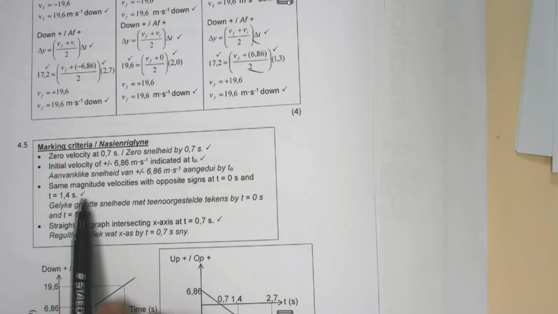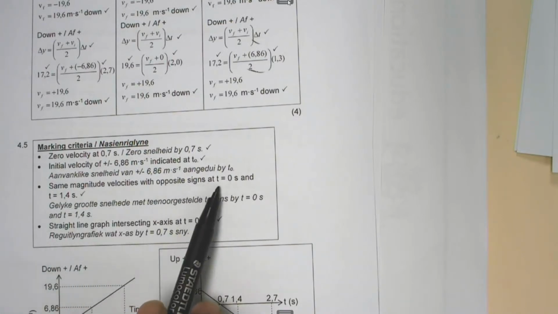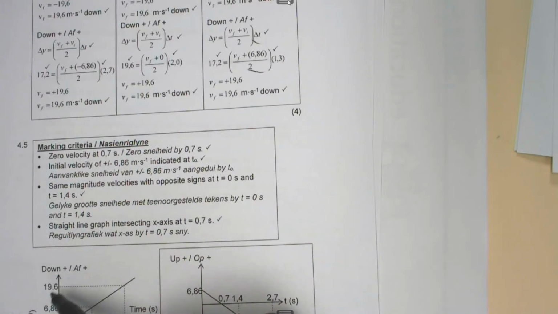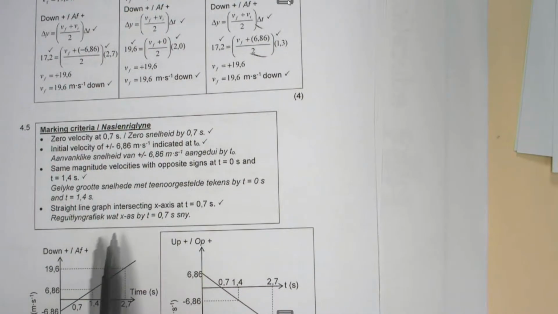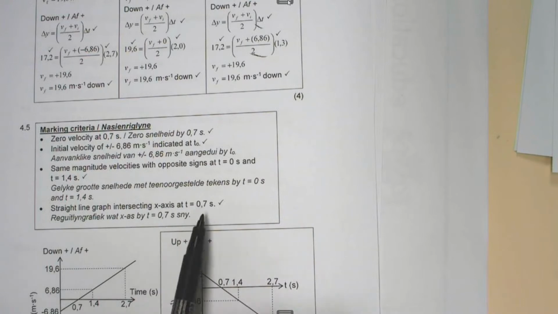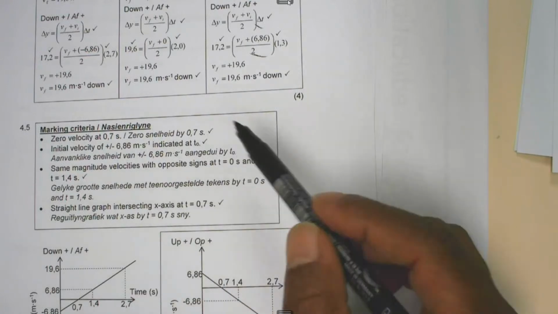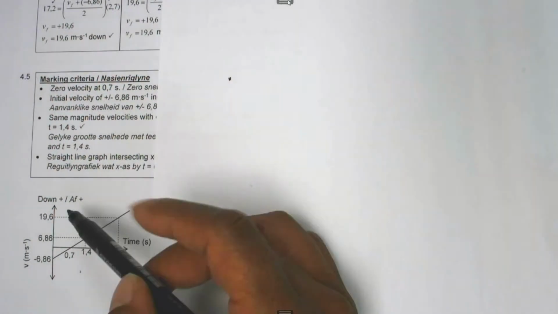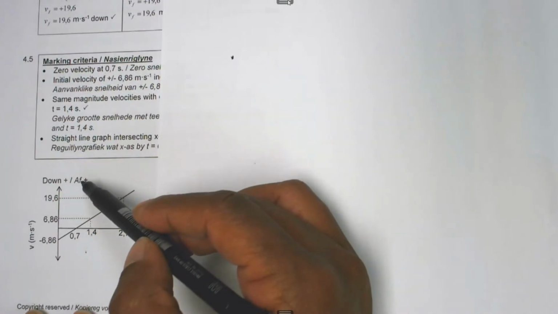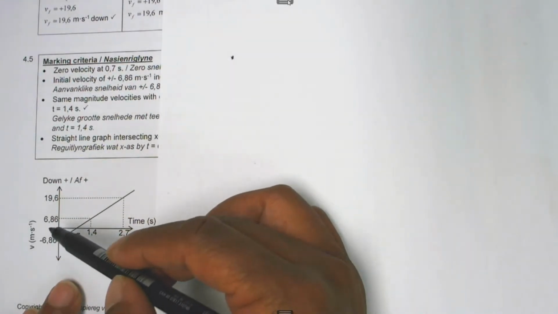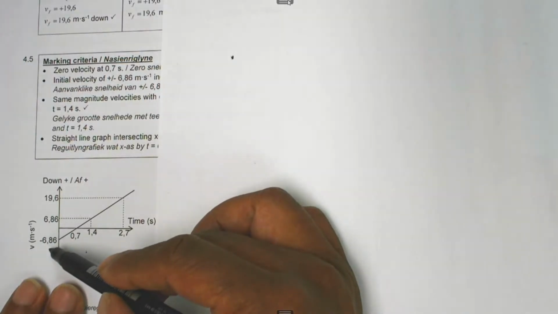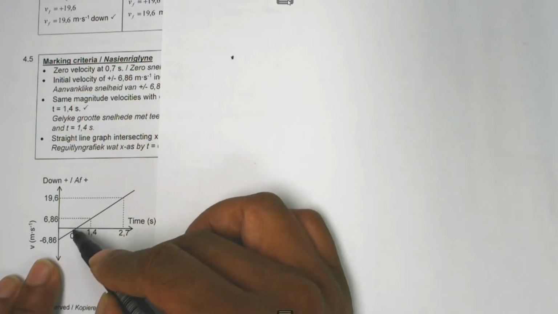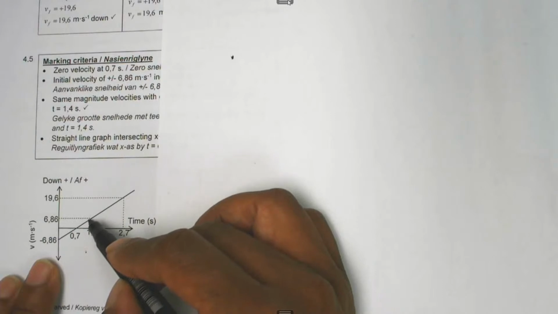And then the same magnitude of velocities, but different signs, at time equals 0 and when the time is 1.4. So those values there must be the same. And then a straight line intersecting the axis at t equals 0.7. So for 4 marks, that is what we are going to mark. Now, how will the graph look? In this case, we are looking at downward as positive. That means initially it was moving upward, so it should be a negative value here. That value must be indicated for 1 mark, and then the time at 0, and then this value here where we are having 1.4.